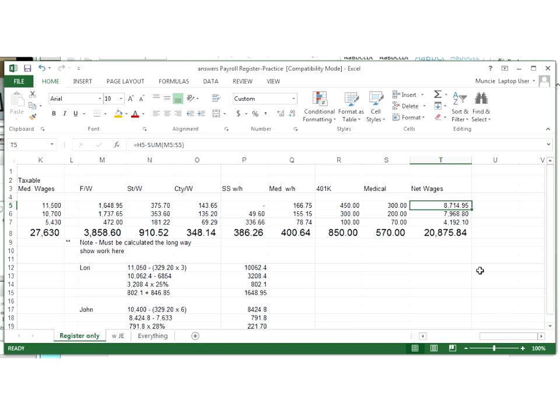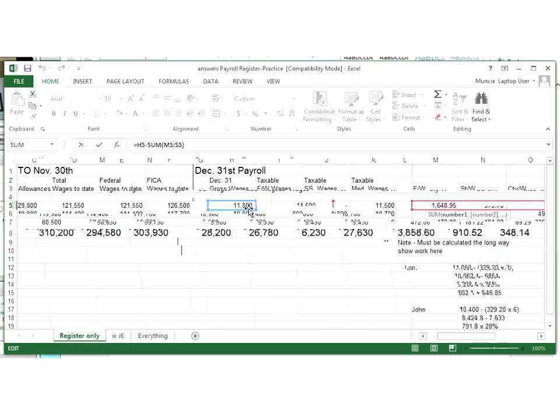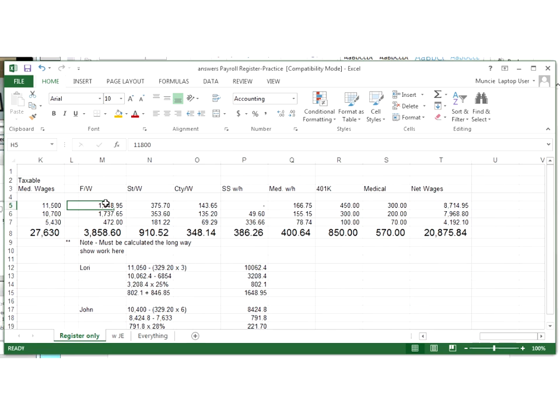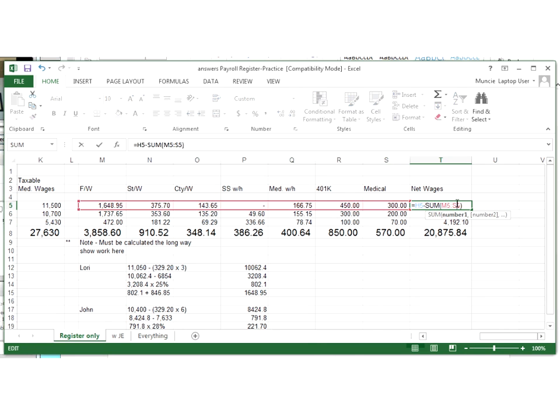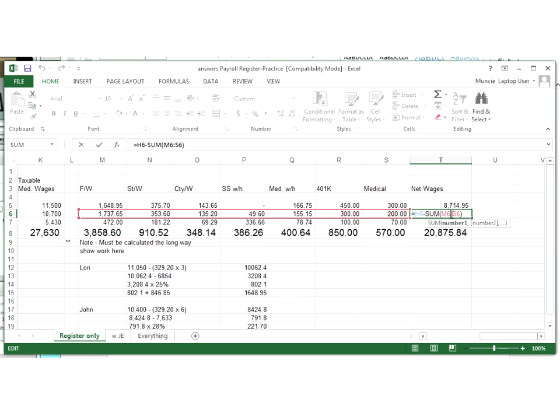And then for the net wages, I simply take my gross wage, how much I earned, the $11,800, and subtract out each one of my withholdings that gets taken out of my paycheck. So the $11,800 minus every one of these leaves me with a paycheck here of $87.14. And just do that on down.